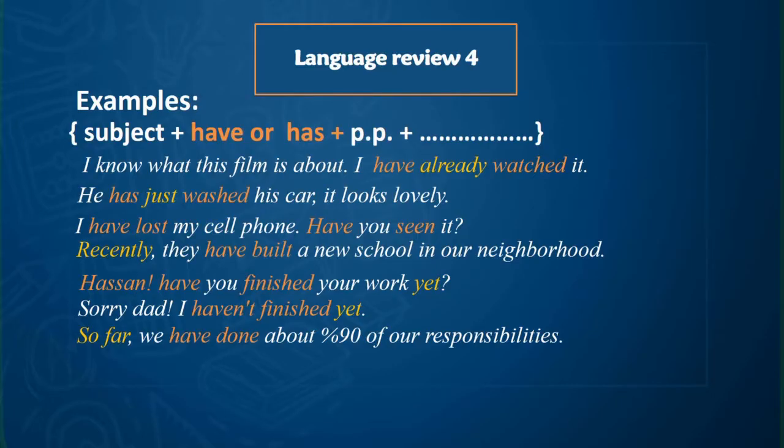So far, we have done about 90% of our responsibilities. You have been asked to do something and you are about to finish 90%, but you're still doing it or want to complete it. So far, we have done, not did, past simple. We have done because we're still doing it up to now, starting in the past and still doing it up to now. So present perfect here, have done. We have done about 90% of our responsibilities.